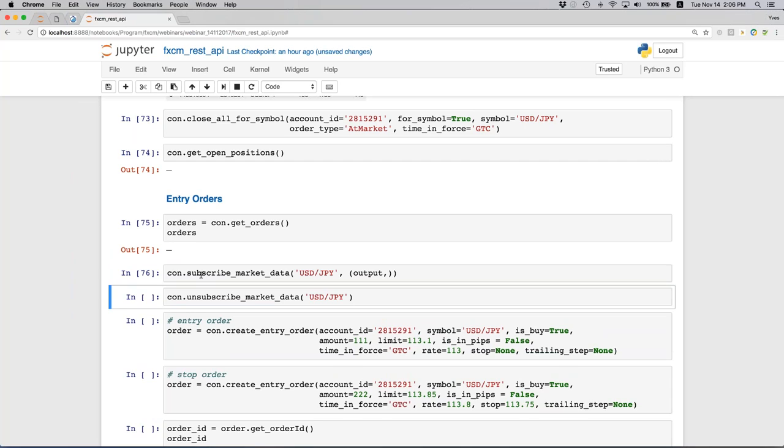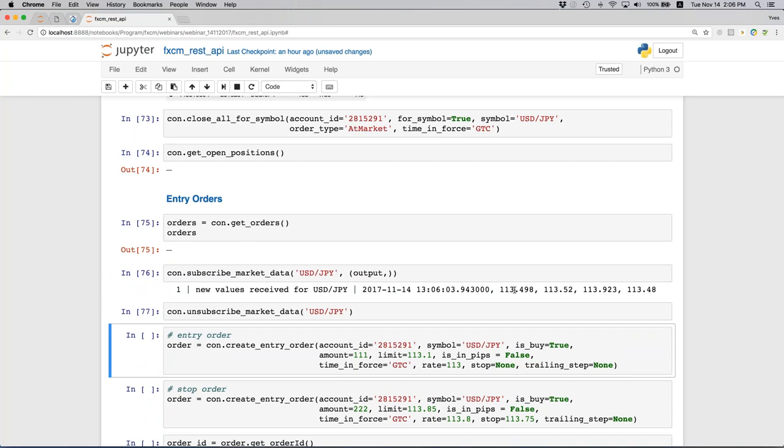Now let me just have a look at the current price. The current price in US dollar Japanese yen is 113.5, we can say. And now I'm going to place the entry orders. I could, for example, say limit at 113.1. This is from my previous numbers, and this is where I want to buy with a limit. So I can execute this.